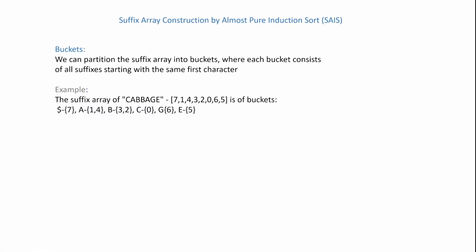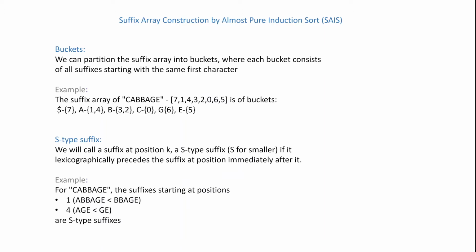Now let's define suffix types. There are two suffix types, S-type suffix and L-type suffix. Let's go through each one of them. So what is an S-type suffix? We will call a suffix at position k an S-type suffix if it lexicographically precedes the suffix at the position immediately after it. What does it mean? In our string cabbage, the suffix at index 1, abbage, comes before the suffix at index 2, which is bbage. So we can mark the suffix at index 1 as an S-type suffix.